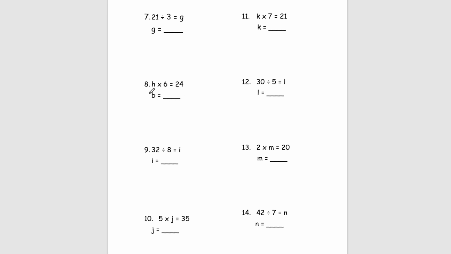And honestly, let's do this one slower, just in case you don't know your times tables. So let's add 6 as many times as it takes to get to 24. So 6 plus 6 is 12. Let me add the 6 right here too. And then 12 plus 6 is 18. And 18 plus 6 is 24. So we count 1, 2, 3, 4. That tells us that h is equal to 4.